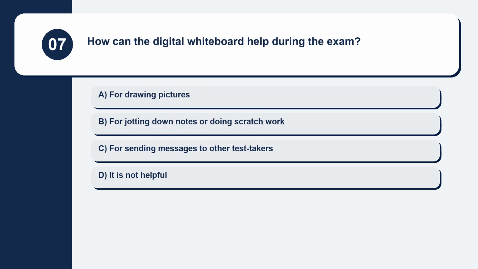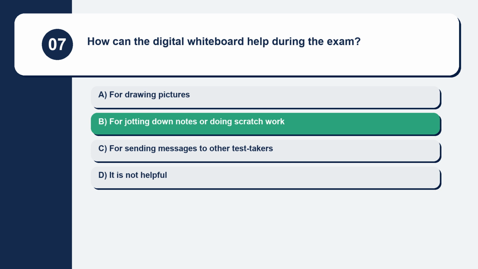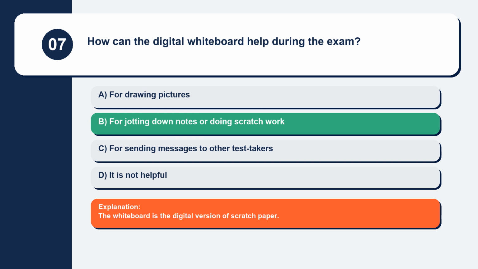Question 7. How can the digital whiteboard help during the exam? For drawing pictures. For jotting down notes or doing scratch work. For sending messages to other test takers. It is not helpful. The whiteboard is the digital version of scratch paper.